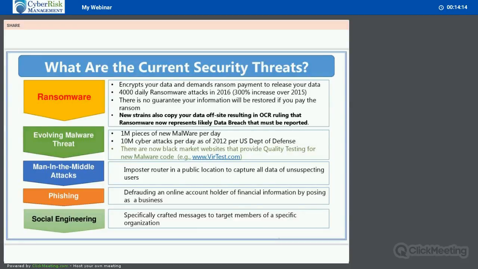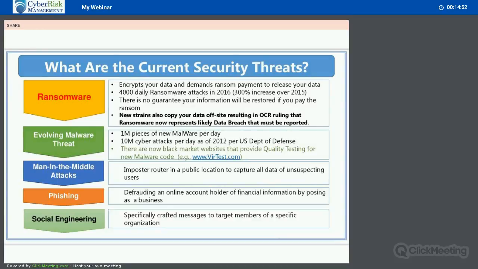But what ransomware is, it encrypts your data and demands a ransom payment to release your data. There were 4,000 ransomware attacks a day in 2016, and that's a 300% increase over 2015. It has quickly become the tool of choice for cyber criminals. There's no guarantee you'll get your information restored if you pay the ransom. That's another big fear, and James Comey, the director of the FBI, has actually put out guidance that he would like you to not pay the ransom, but it's still done in many cases, and as you saw, Hollywood Presbyterian did make the choice to pay.